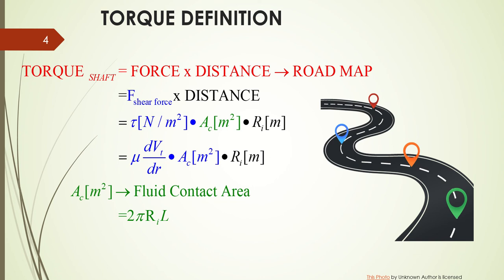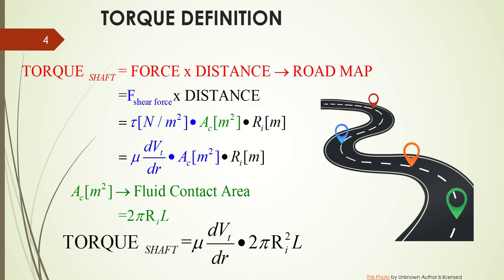And so the fluid contact area in this case, of course, is 2 pi times the inside radius times the length of the cylinder. So this gives us a roadmap that we are trying to follow to solve the problem. So we started at the top of the pyramid, asking ourselves, what are the fundamentals that are driving the solution to the problem? What are the fundamentals that I will use to create a roadmap that will help me solve this problem?